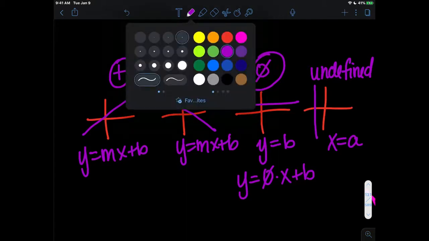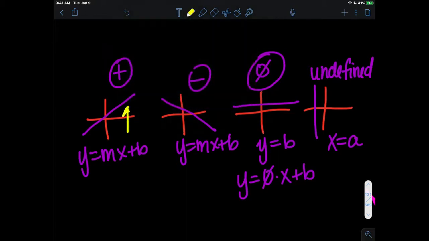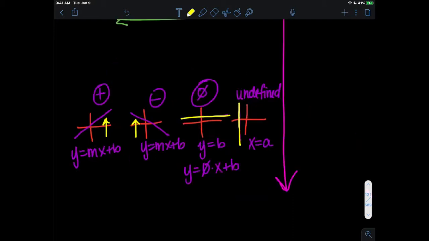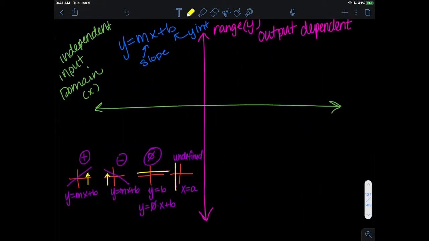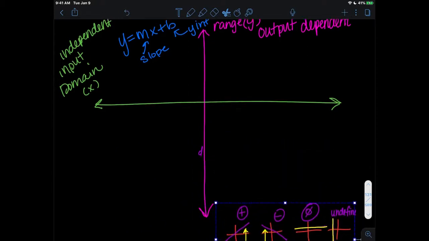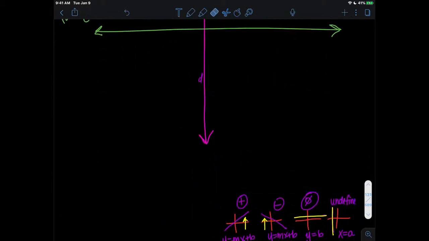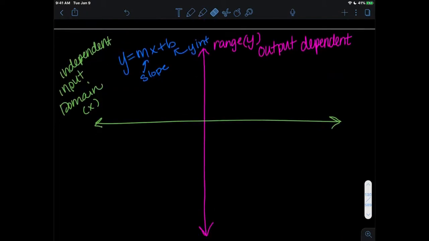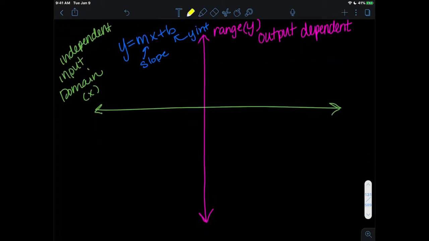If you notice, this feature over here, on this side it's higher, so it's positive. On this side it's higher, it's negative. This is flat across, so it's 0. This is straight down, undefined. Okay? So, now that we kind of understand a little bit about the slope, let me just get this out of the way, give us a little bit more room. What I want to do is I'm going to draw a line.